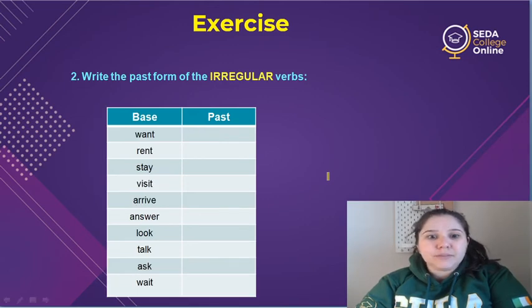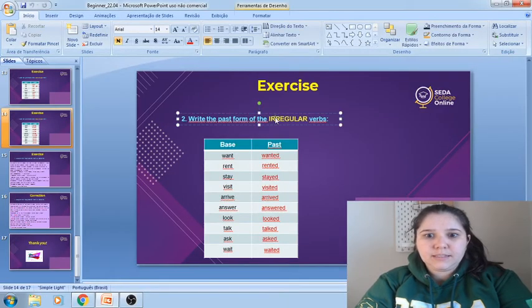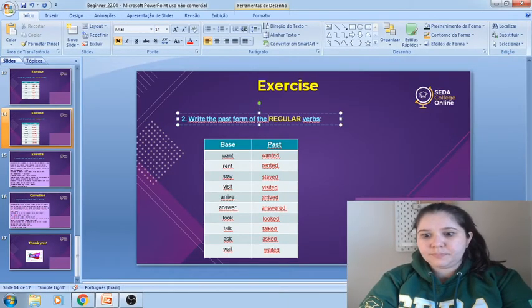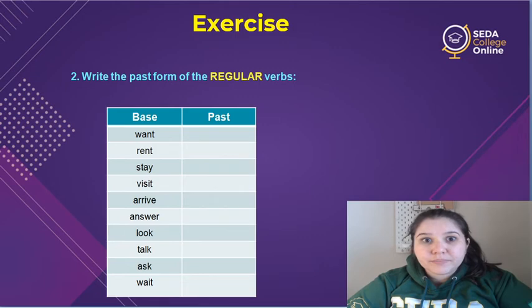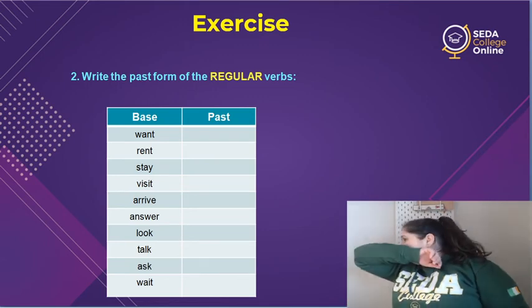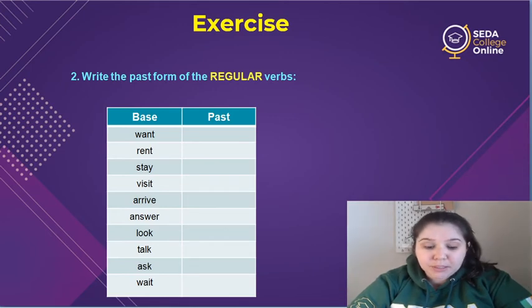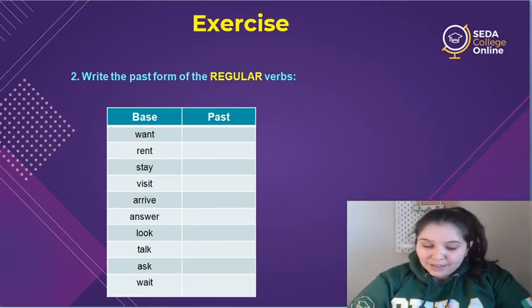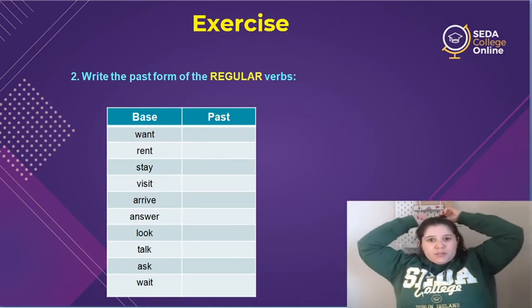Now, an easier one. These are regular verbs now. So now it's easier. All of these verbs are regular. So you only need to add D, ED, or IED. So you just need to pay attention to the verb and add D, ED, or IED. Okay? So write down the answers on your notebook. I'm gonna give you 1.5 minutes and we're gonna start the correction. Write down the past form of these verbs.